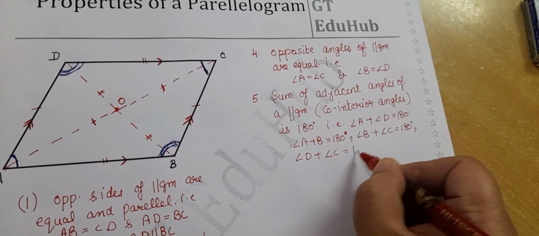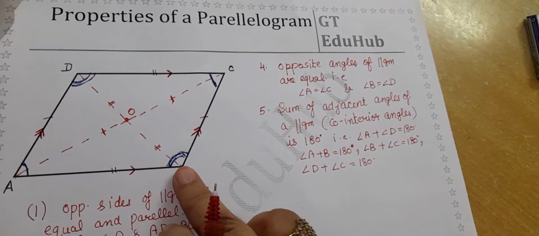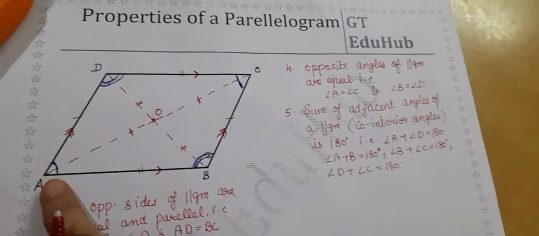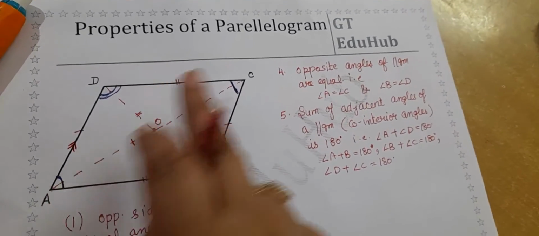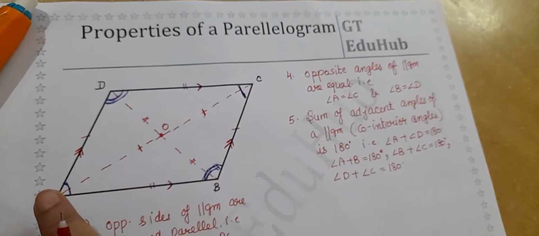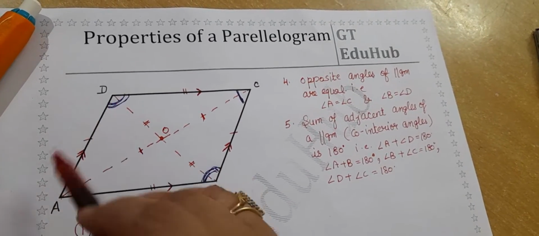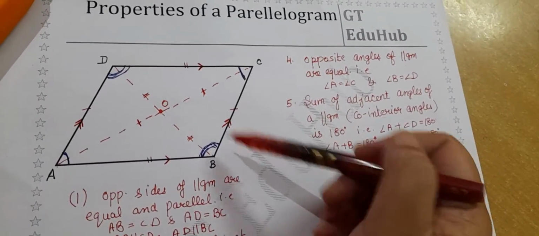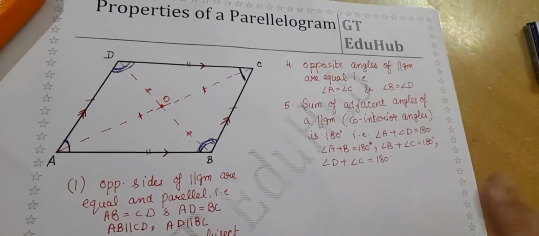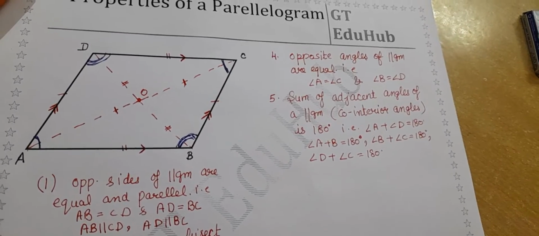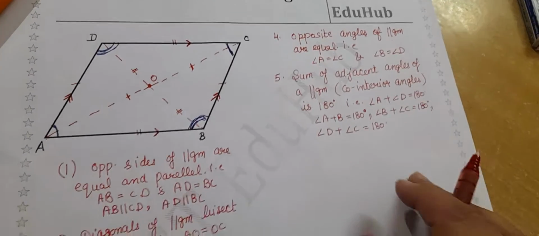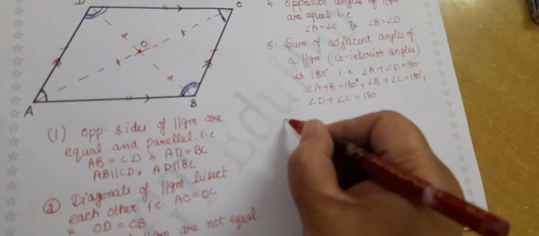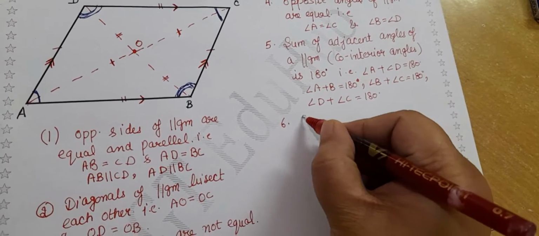So it means if in the question we are given the measure of one angle, we can find the other angles. Suppose we are given angle A is 50 degrees, then C is 50 degrees. A is 50, then A plus D is 180, so D will be 130, and then B will also be 130. Means if we are given only one angle of the parallelogram, we can find all the other angles of that parallelogram.